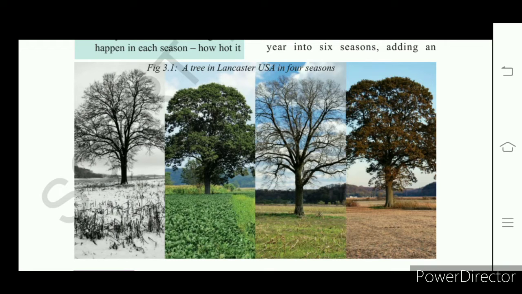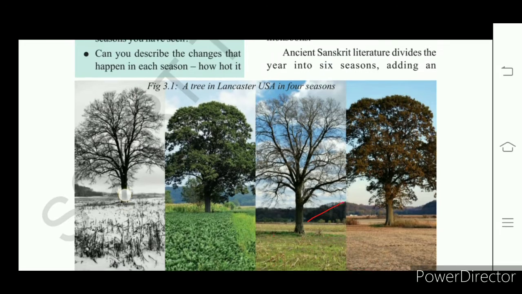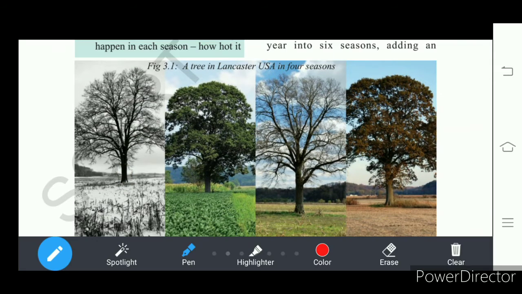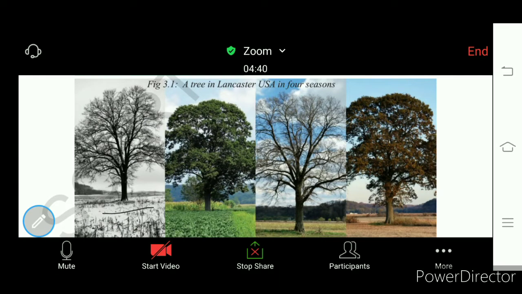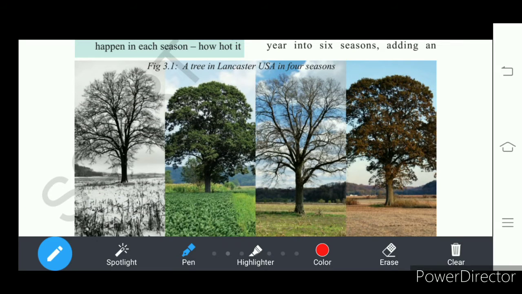So what do we see here? There are some differences in all these figures. In the first figure, you can see a tree with snowfall, right? Which is covered with snow. This is covered with snow.